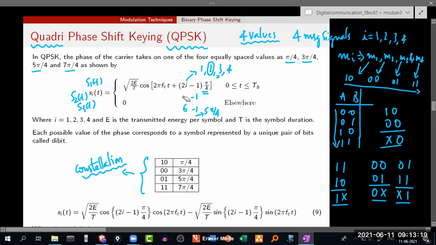Likewise, for the fourth message signal, I'll have 2 times 4. 2 times 4 is 8. 8 minus 1 is 7. So the last message signal S4 of t will be associated with phase value equal to 7 pi by 4. So this is our general notation.